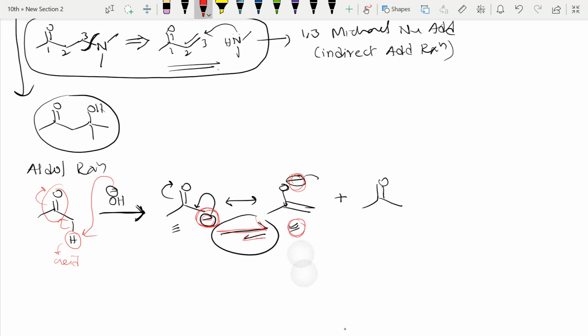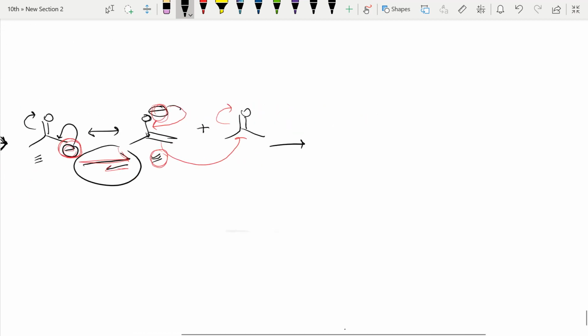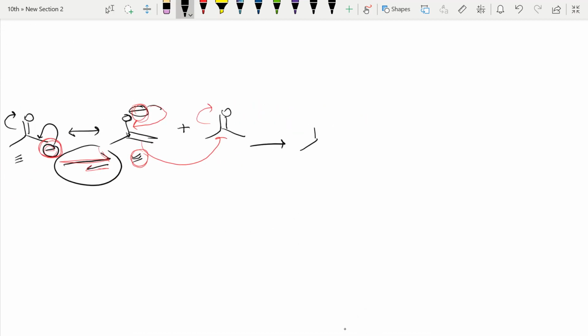Further, this electron density comes here and reacts with one more molecule of acetone. So this is the reaction. I hope you are getting it. So what happens? Here I'll get again O minus. Instead of writing O minus, I can write OH, because I will get H from the water medium.